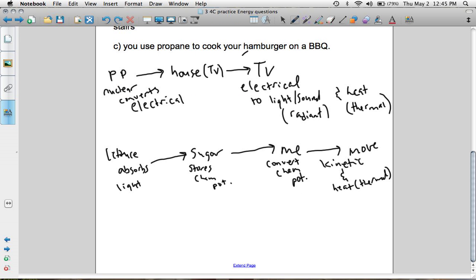Just kind of make me a little chain here. So it's the same as the last one, you just have to do a chain. Last one, propane cooks, so we have, I'm not going to write everything, but the chemical potential of the propane is changed into thermal, which heats the grill, which goes into the hamburger or whatever you're cooking, which is also thermal. I guess I put the thermal in the wrong spot. I should have one arrow. The barbecue goes into the hamburger. The propane releases heat, which heats the grill, which then cooks the hamburger.